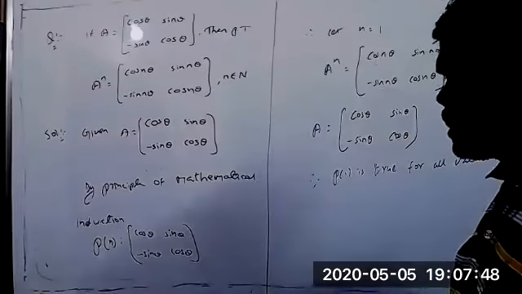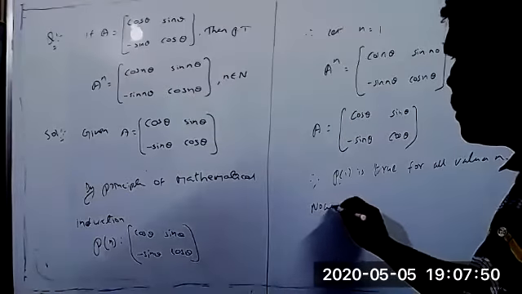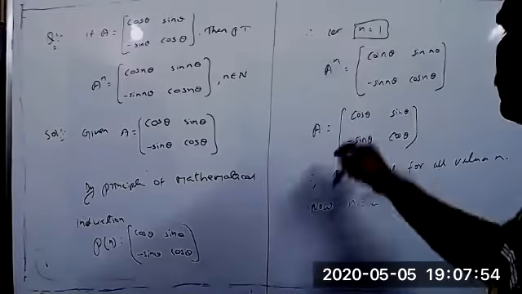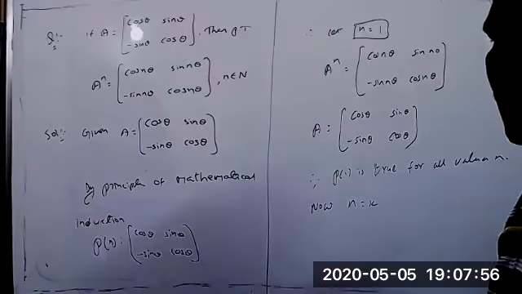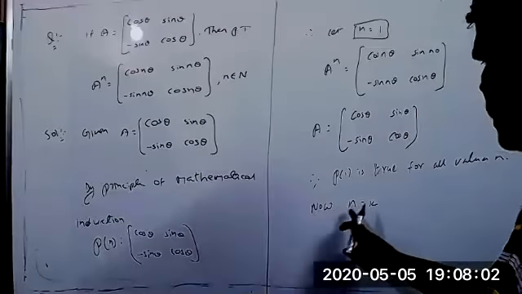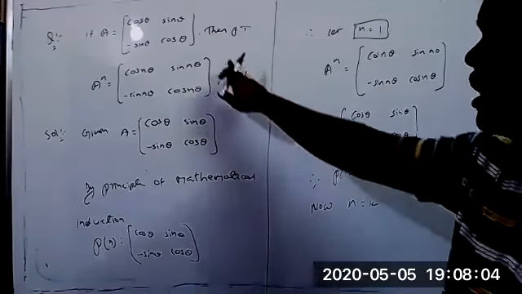Now the second condition we can take here. Now we take n equal to k. n equal to 1 is over; we got the same matrix. What is the meaning of this condition? If you take n equal to 1, we have to get the same matrix. n equal to k also, we have to get the same condition.